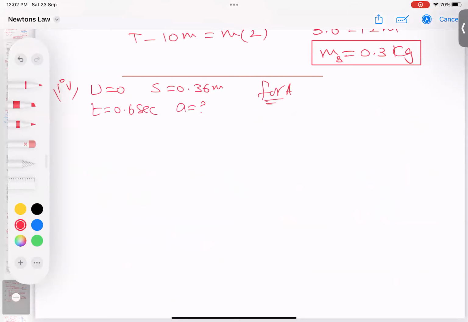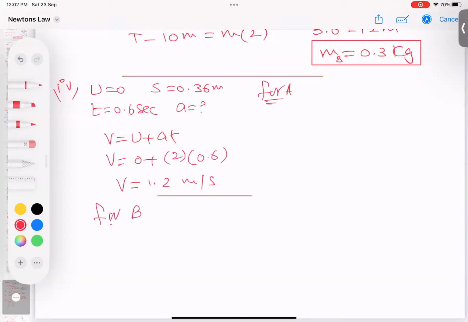So what is the formula? V equals u plus at. It's an easy formula, although we can use others also. u is 0, a is, sorry, a is 2 because I just found it before, and time is 0.6. So the velocity is coming 1.2 meters per second. So now I can say that for B, it is motion due to inertia.